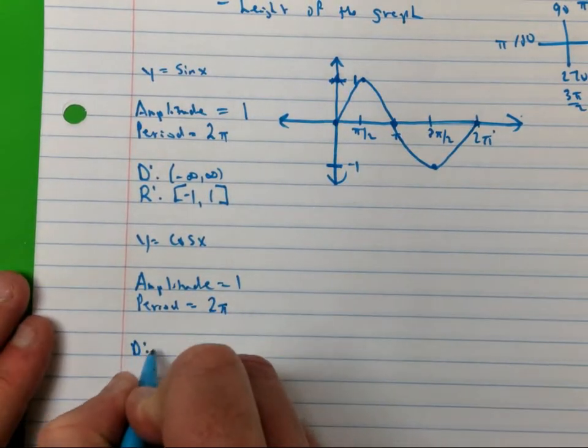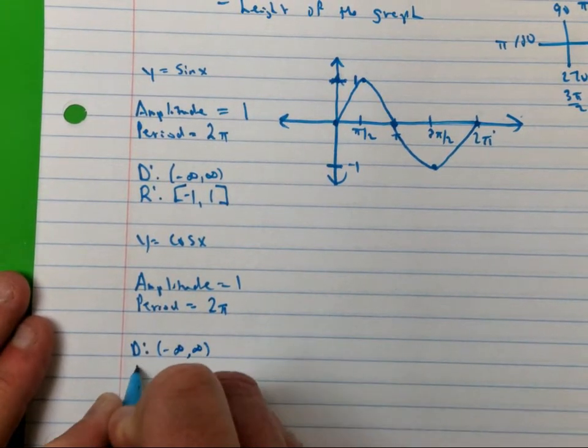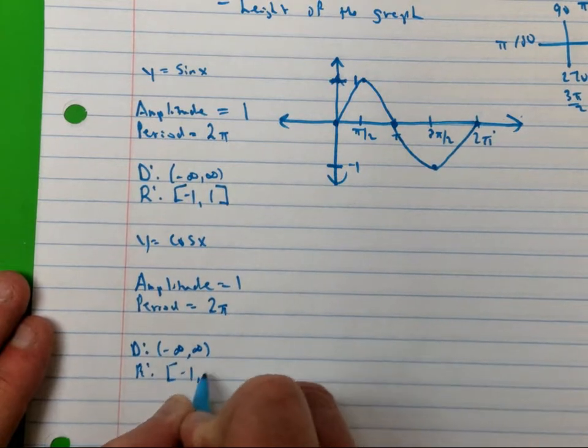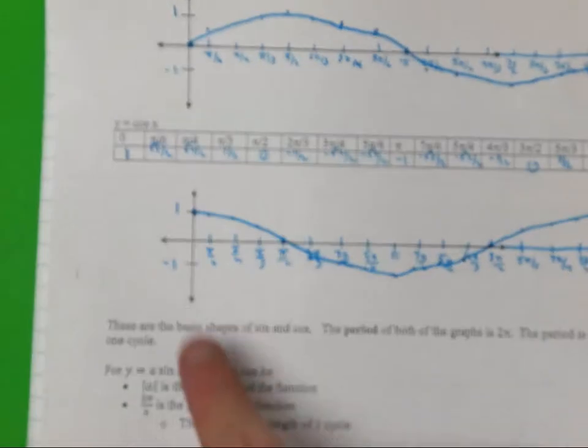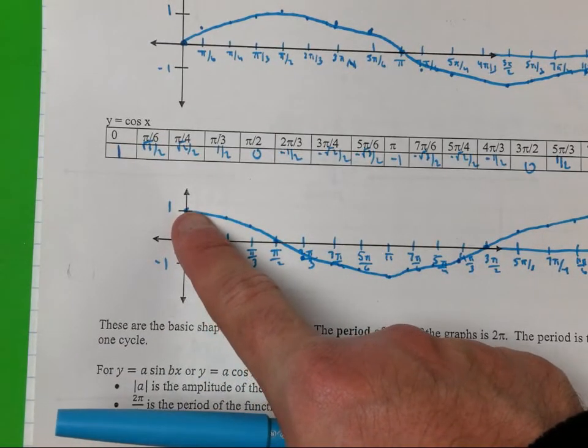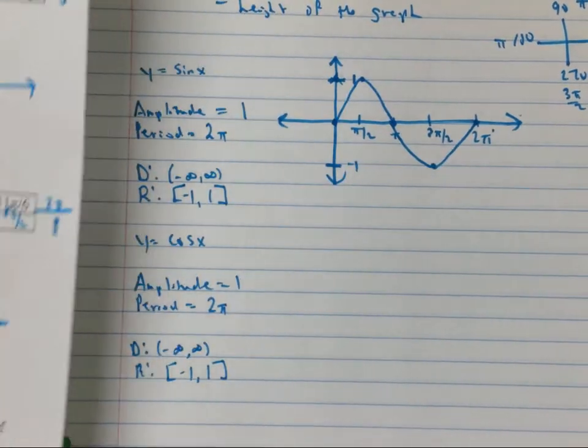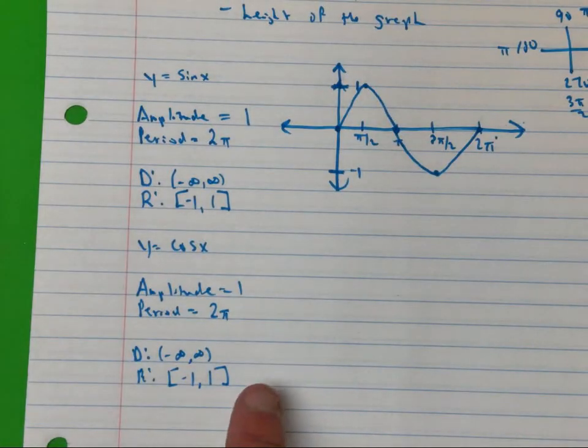Your domain, all real numbers, and your range is -1 to 1. It oscillates from -1 to 1. Okay? I'm letting it focus in, okay? So you do need to know these characteristics for your assessment and need to know these by Monday.